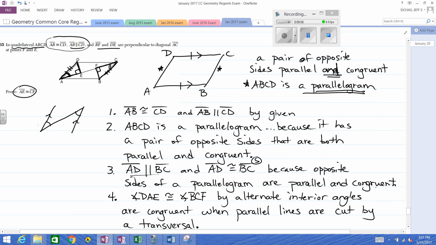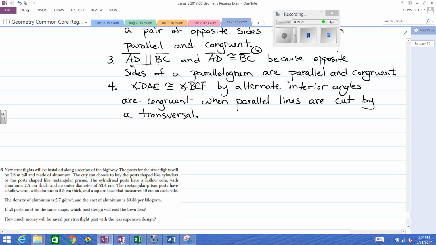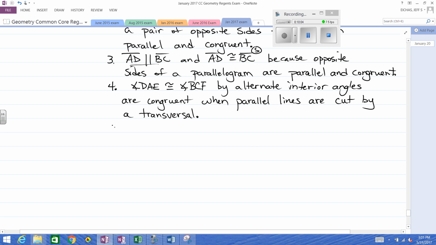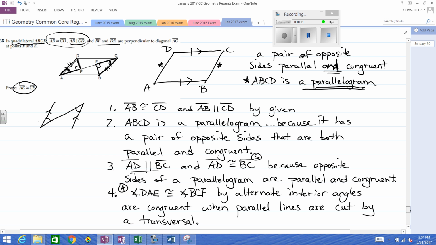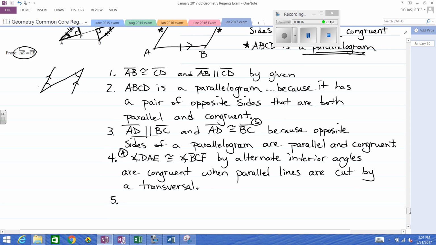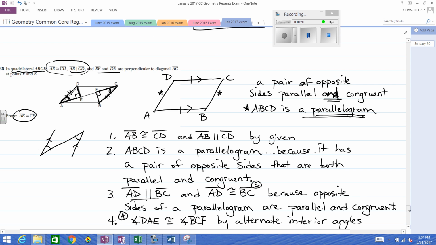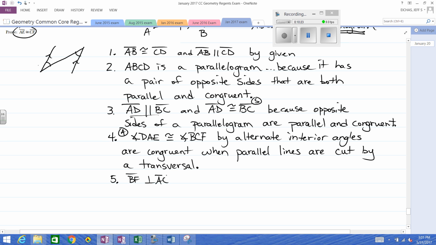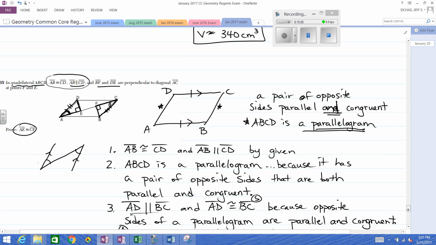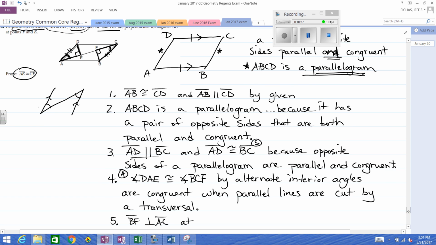All right, need a little more space here. Now, that got us a pair of angles. Next, we have our pair of sides from up here. This is one of our pairs of angles. We're going to need another one, and that's where the perpendicular comes in. All right, so BF and DE. I'm going to separate that. BF is perpendicular to AC at F.